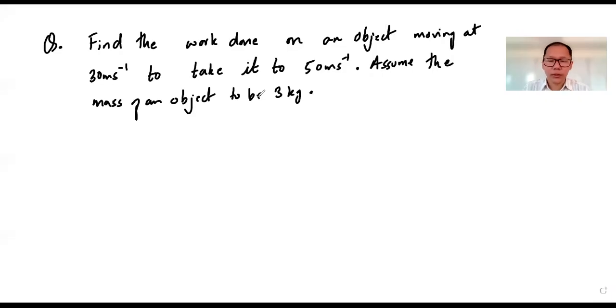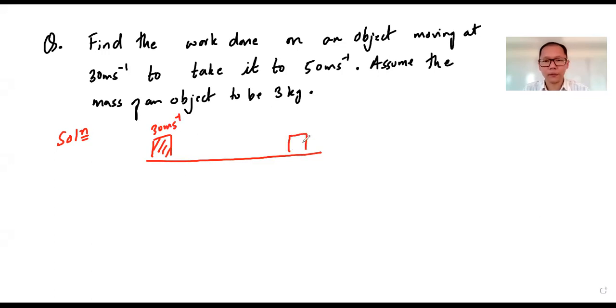So let's look at this question. You're given an object already moving at 30 meters per second, so the initial velocity is 30 meters per second, and the final velocity is 50 meters per second. We want to find the work done in moving an object from 30 meters per second to 50 meters per second.